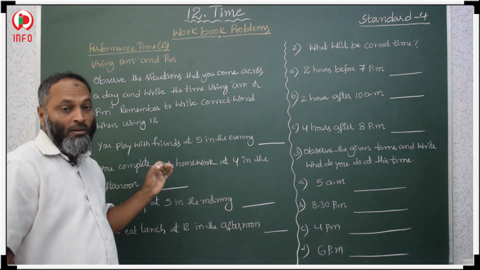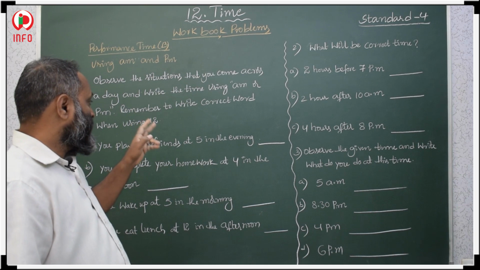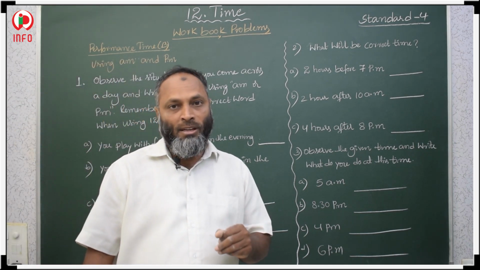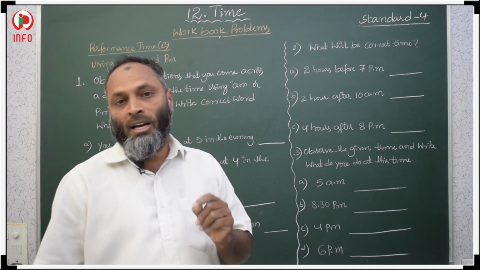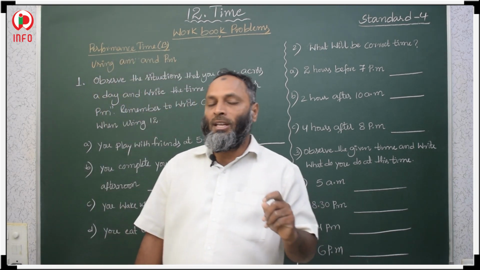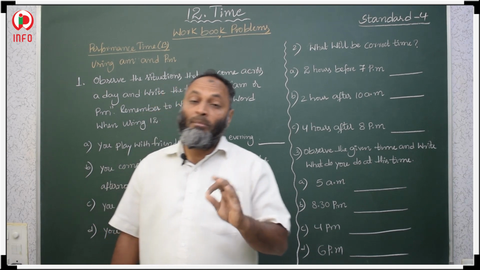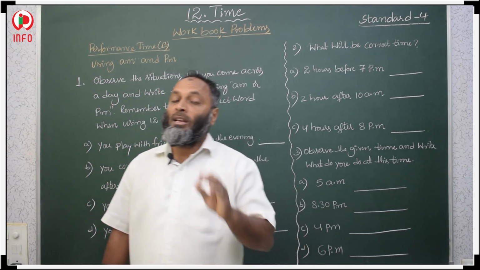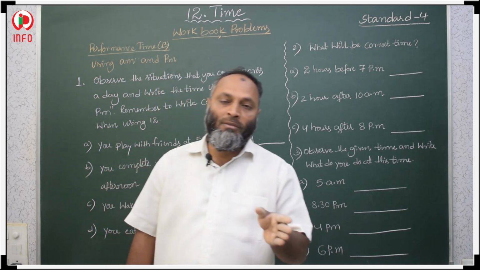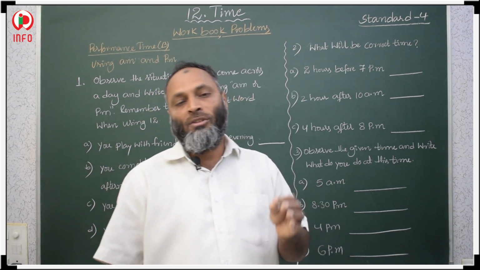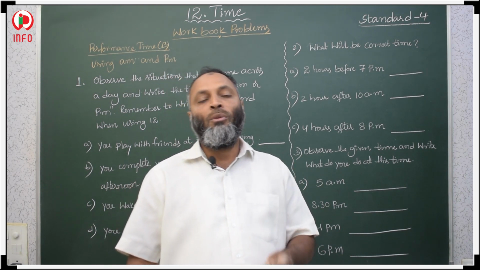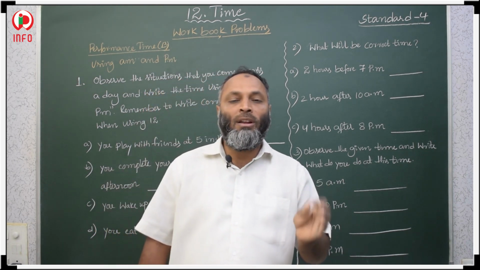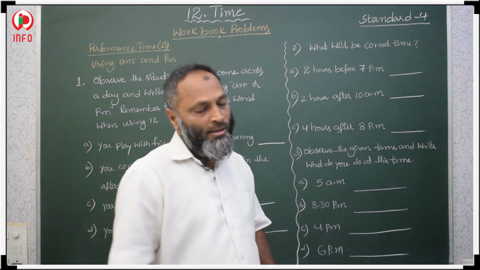Also, what he is saying: remember to write the correct word when using 12. If 12 is given, then in that case you should use the correct word. So when 12 is there, we don't write AM and PM. Why? Because in the afternoon, if 12 is there, we should write 12 noon. In the midnight, if 12 is there, that is 12 midnight, okay. So that is the situation.